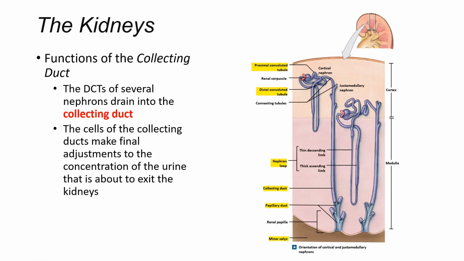So there are specific cells located here, the intercalated cells and the other cells we'll talk about. Those cells, the principal cells, are going to fine-tune this filtrate and reabsorb anything else that may be needed, or secrete anything else that may be present in the blood that we want to get rid of. And so very small fine-tuned adjustments are made in the collecting duct, and then that filtrate can be sent to the minor calyces and then eventually to the major calyces.